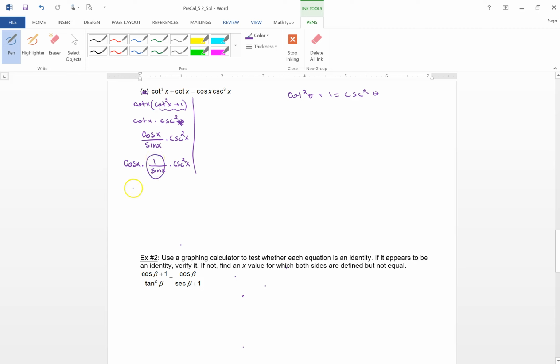Okay, what is this? Cosecant x. So I have cosine x, cosecant x, cosecant squared x. Finally, this is cosine x times cosecant cubed x, which is exactly what we want.